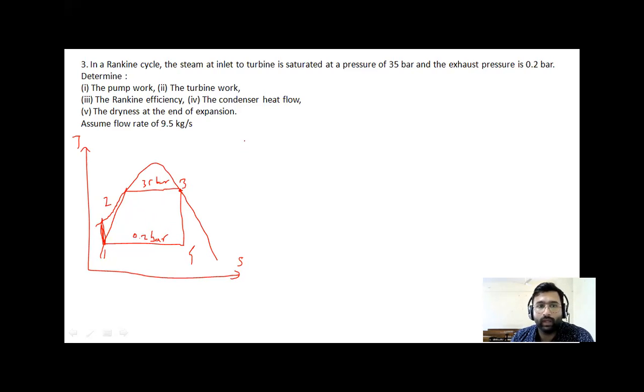So they have told you to calculate a lot of things. So let's focus on efficiency. Or we go one by one. So they first have asked pump work. How to calculate pump work? What is the formula? Specific volume at point number 1 into P2 minus P1. Specific volume at point 1 is nothing but VF1 at 0.2 bar.